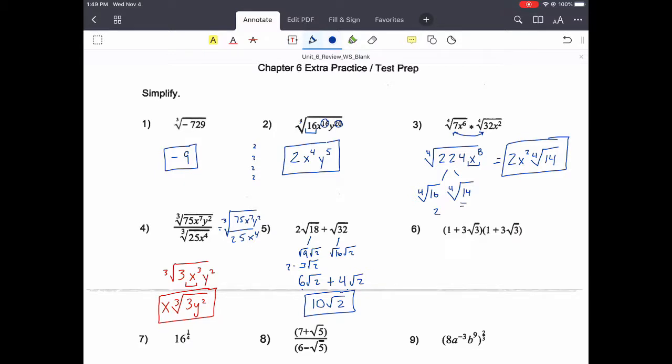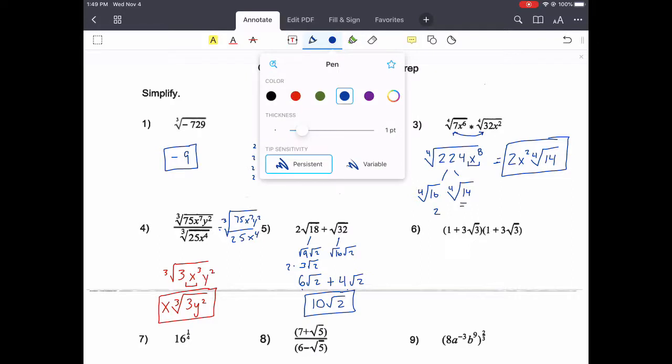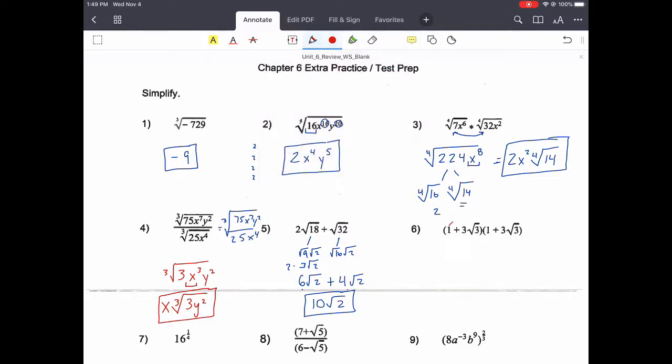Question 6, this is multiplication, and essentially what we're doing is we're FOILing here. First times first, so that's 1. Outer, so we multiply the 1 times the 3, so this becomes 3 square root of 3 again. Then square root of 3 times 1, so that's another 3 square root of 3. And then 3 square root of 3 times 3 square root of 3. And the 3's get multiplied, you get 9.